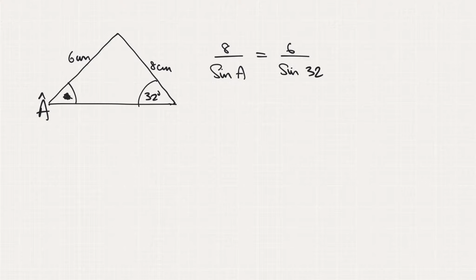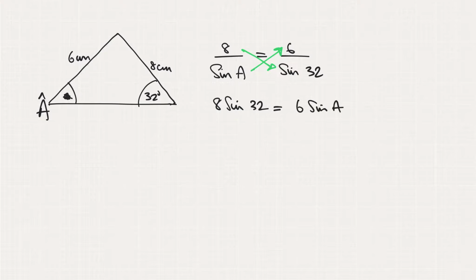Now, there are so many ways we can go about this. Right, so let's just cross multiply from this point onwards. So just to show you what I'm going to do, cross multiplying means that I can multiply there and there on opposite sides of the equal sign. So what that gives me is 8 times sine 32, which I will write here. 8 sine 32 is equal to 6 times sine A. So I will just jot that here, 6 sine A.